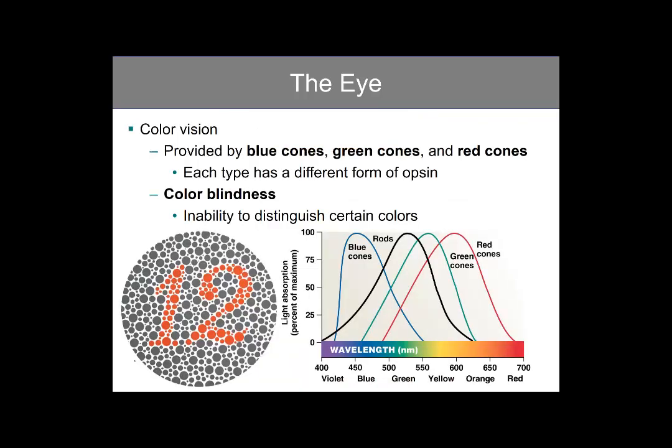Color vision is provided by cones. Blue, green, and red cones exist, and what differentiates these cones are the types of opsins that they have. Color blindness is the inability to distinguish certain colors. And there's different types of color blindness, really depending on which cone is absent or reduced in numbers.